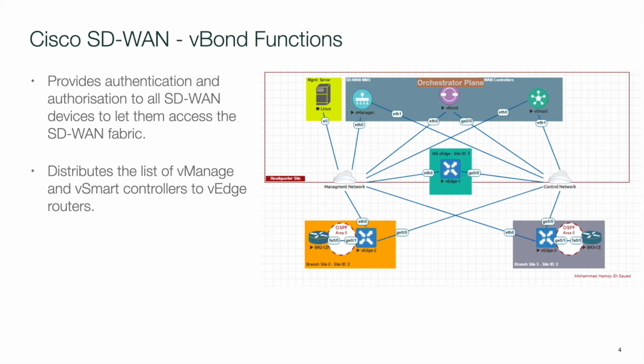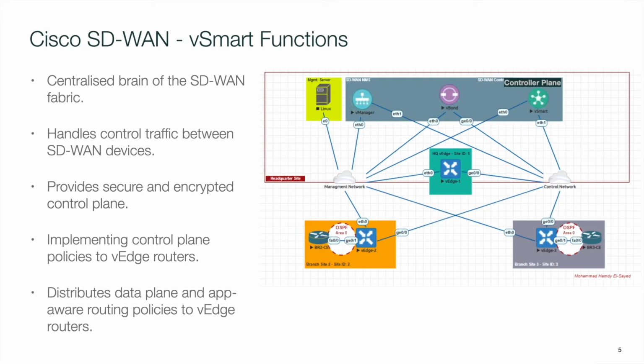vBond functions. vBond provides authentication and authorization to all SD-WAN devices, including vEdge devices, to let them access the SD-WAN fabric. It also distributes the list of vManage and vSmart controllers to vEdge routers.